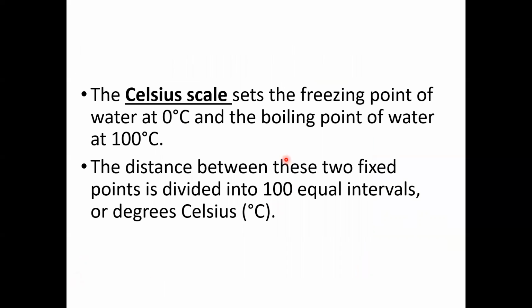So there are two units for temperature. The first one is Celsius, which sets the freezing point of water at 0 centigrade and the boiling point of water at 100 centigrade. The distance between these two fixed points is divided into 100 equal intervals, or degrees Celsius. And the symbol of the temperature is C.